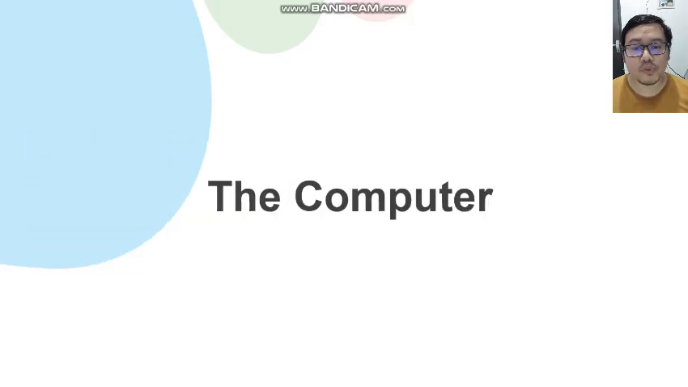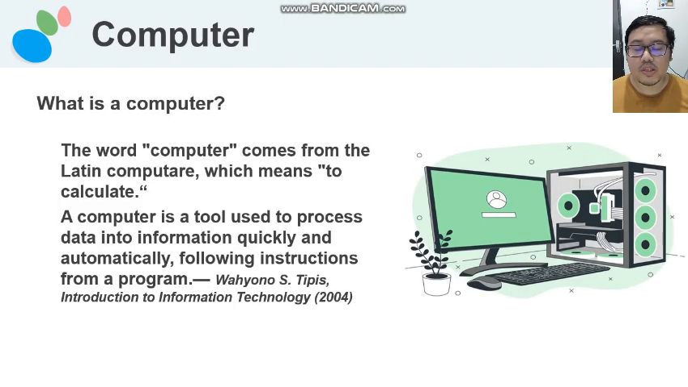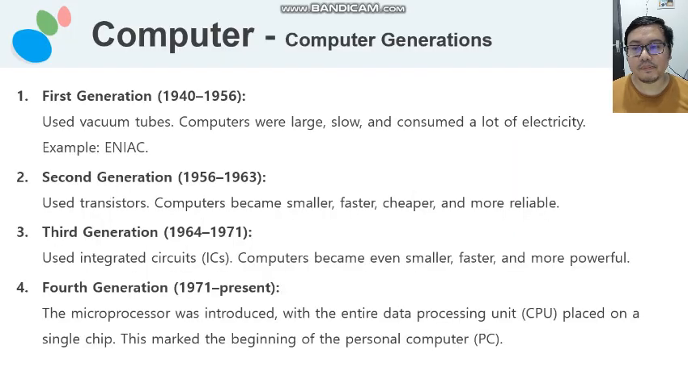The first is computer. What is computer? The word computer comes from the Latin word computere, which means to calculate. The computer is a tool used to process data into information quickly and automatically, following instructions from a program.